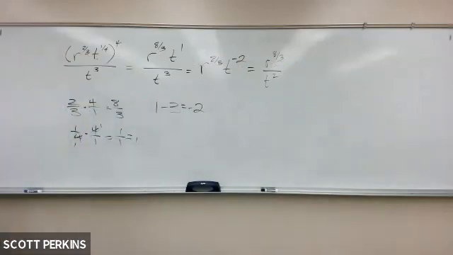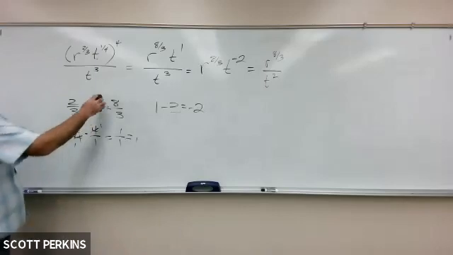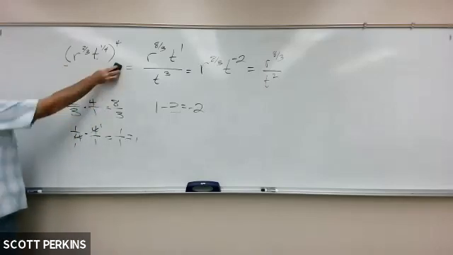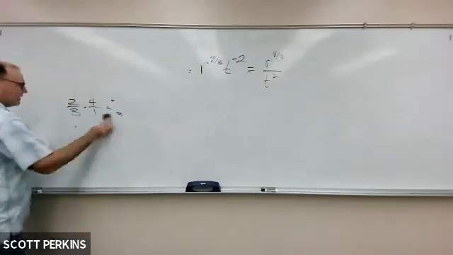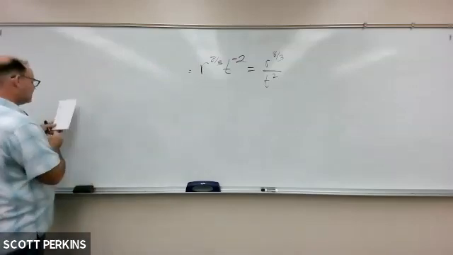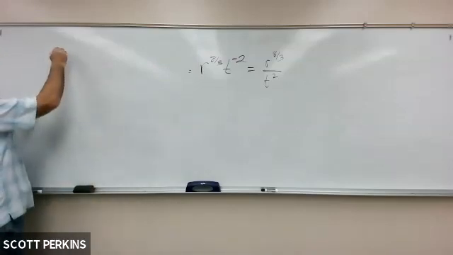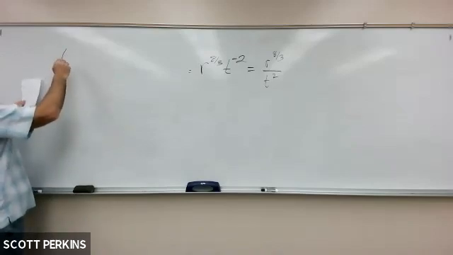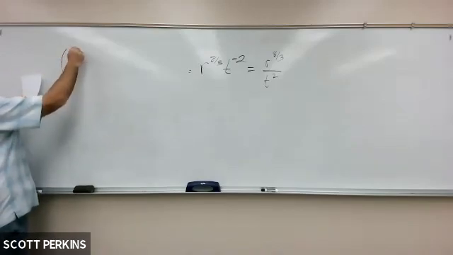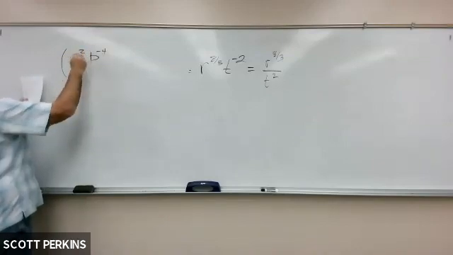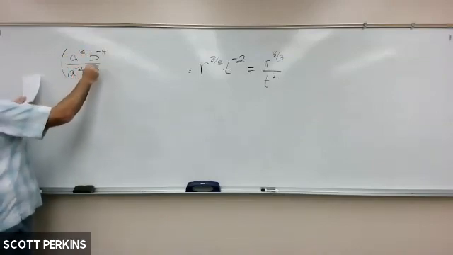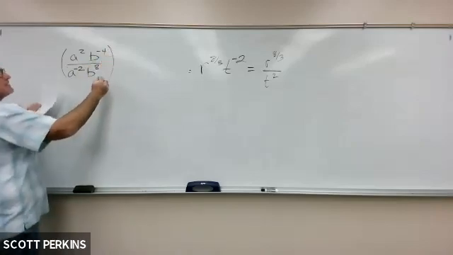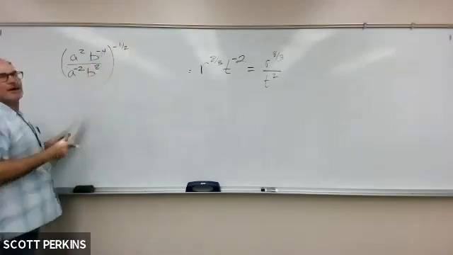Try this problem. It's a similar sort of concept. It's just applying the power rule and the quotient rule, just so that you get some practice at it. So this problem says the following. In parentheses, I've got a to the second, b to the -4th, over a to the -2, b to the 8th, and all of that is being raised to the -1/2 power.